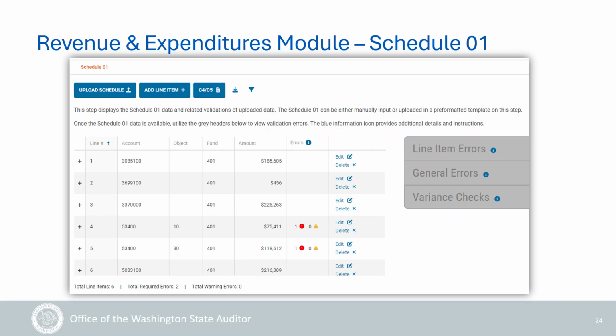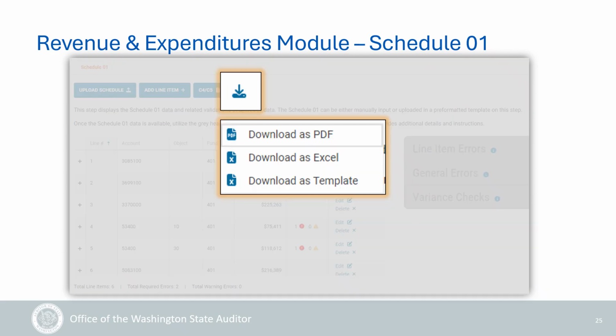Once the Schedule 01 data is imported, there are several features all within the Schedule 01 step to help analyze the data, triage errors, etc. These two icons identified by the green arrow are the download and filter options for the Schedule 01 data that you imported. The download button allows you to export the Schedule 01 as a PDF or Excel file.